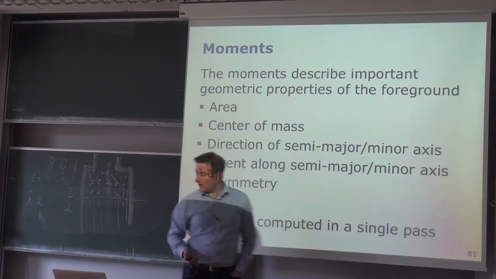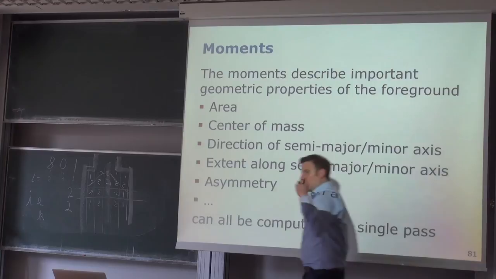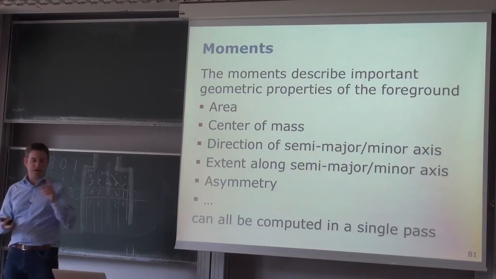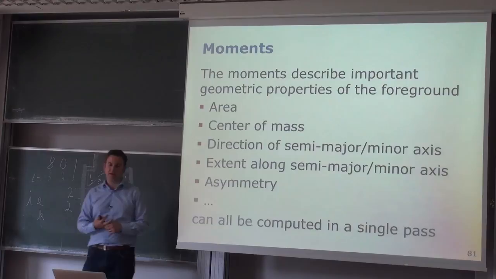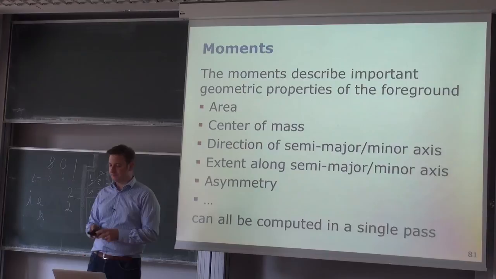So the moments can encode several relevant things like the area, the center of mass, and the direction of the main extent of the binary image. The asymmetry is also something which is very important in a lot of classification systems. And the important thing is all those things can be computed in a single pass through the image. And this concludes the chapter on binary images.